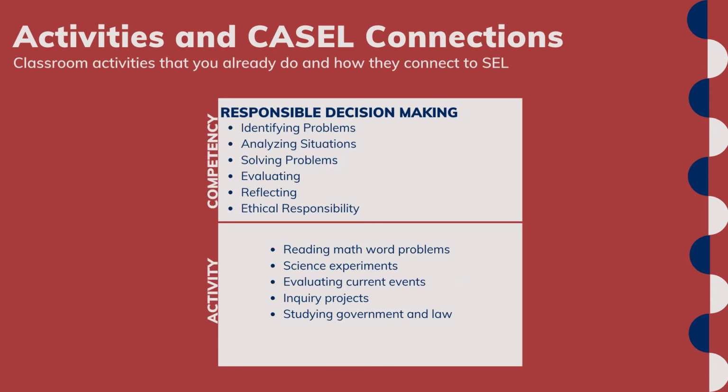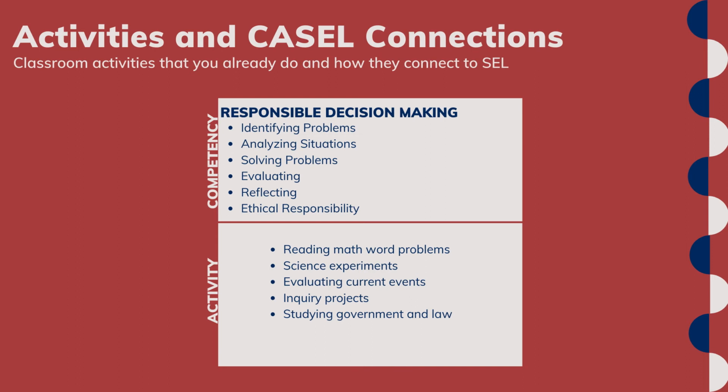Last, we have responsible decision making. This competency requires students to use both their internal skills covered in self-awareness and self-management, as well as their skills in interacting with others from social awareness and relationship skills. Responsible decision-making skills include identifying problems, analyzing situations, solving problems, evaluating, reflecting, and ethical responsibility. The first 5 skills listed here can all function together as a part of a decision-making process as students identify the problem they're dealing with, analyze all of the parts and aspects of it, solve the problem, evaluate the results, and reflect on their process.